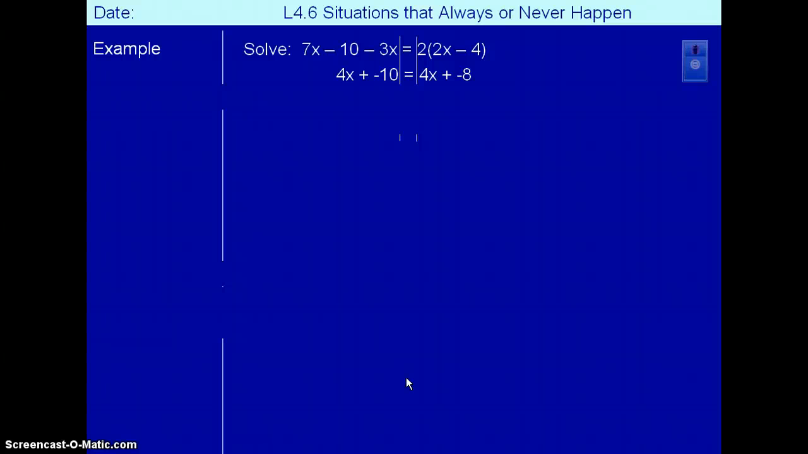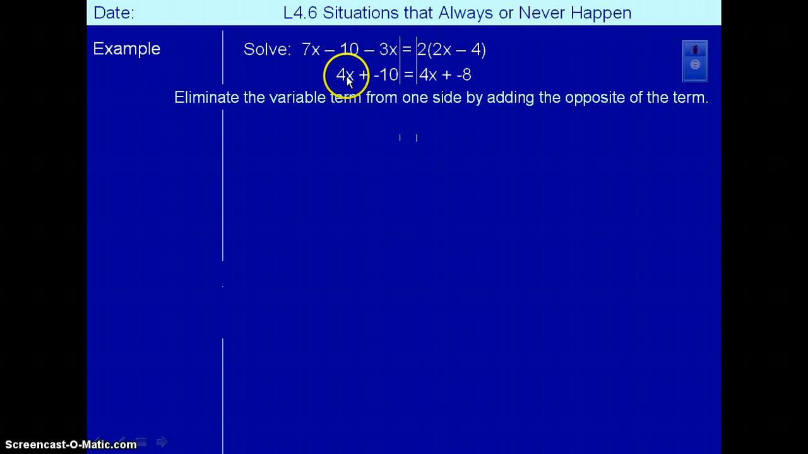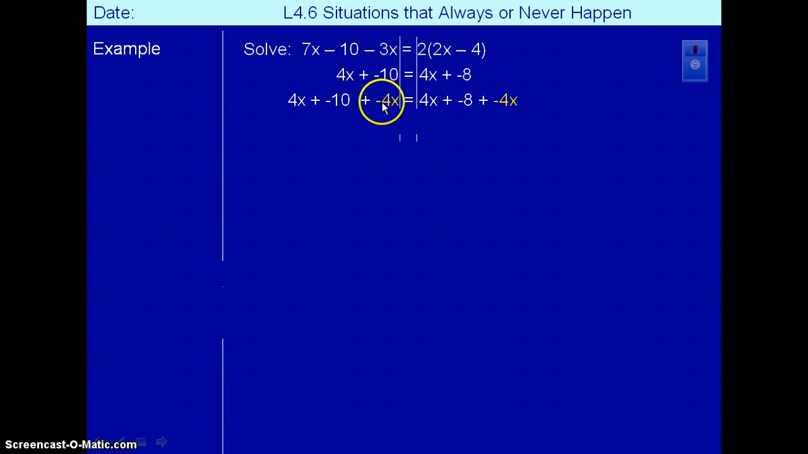If we go ahead and do that, 7x and the negative 3x become 4x, so we've got 4x plus negative 10. Distributing the 2 times, we arrive at 4x plus negative 8 on the right side. We're going to need to add the opposite of one of these two terms here, so let's go ahead and add the opposite of 4x in order to eliminate. So the opposite of 4x is negative 4x, and we arrive at the equation negative 10 equals negative 8.